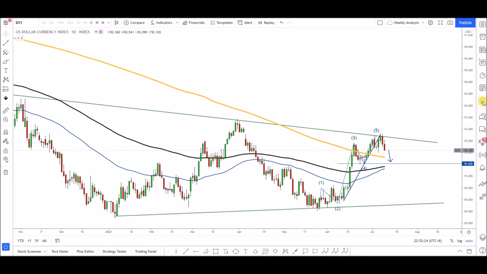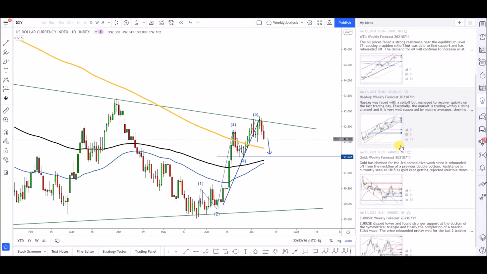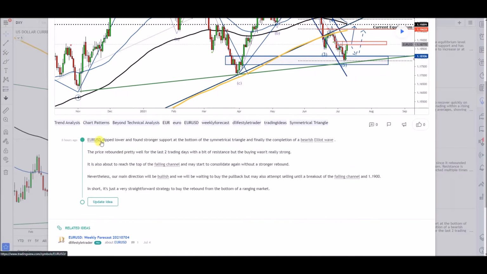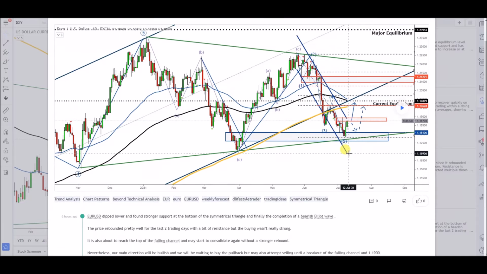In any case, let's go and take a look at our very first weekly forecast for the euro against the US dollar. The euro US dollar dipped lower and found stronger support at the bottom of the symmetrical triangle, and finally completed a bearish Elliott wave. So it is exactly the same as the dollar index in a mirror version.